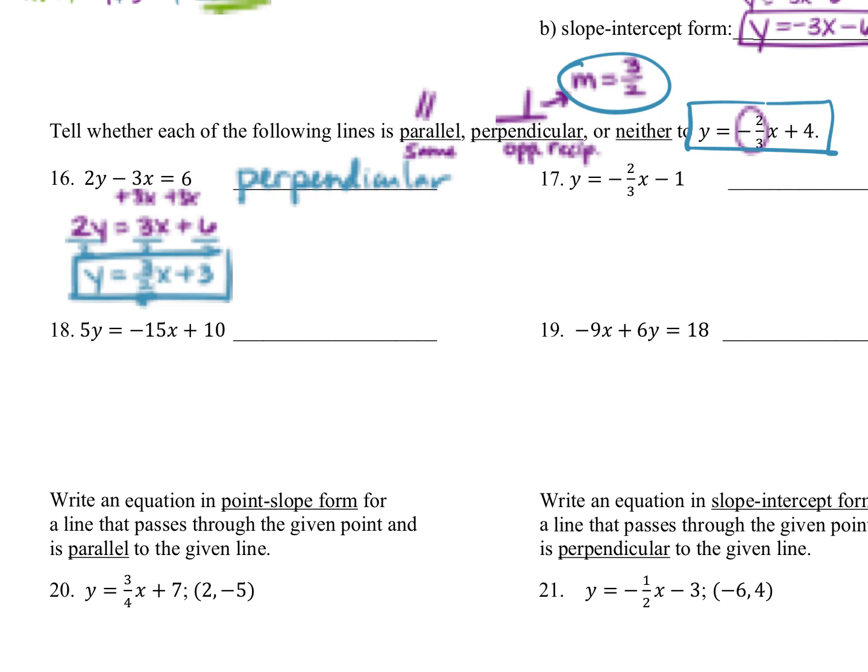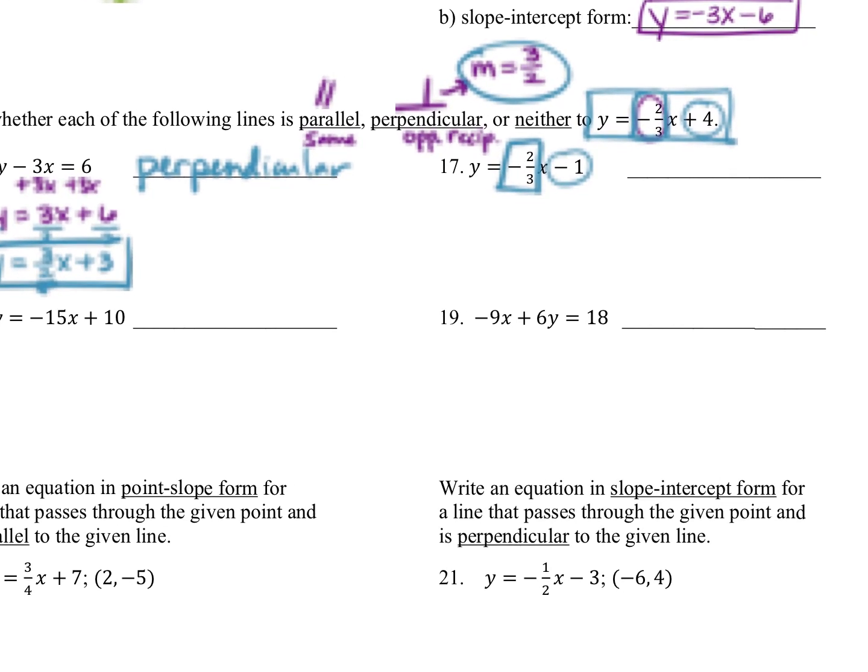Okay. Look at number 17. Y equals negative 2/3 x minus 1. So the slope is the same, which would mean parallel. And the y-intercepts are different, which means it can, in fact, be parallel. If they were the same, then it would be the same line, right? But these are parallel.